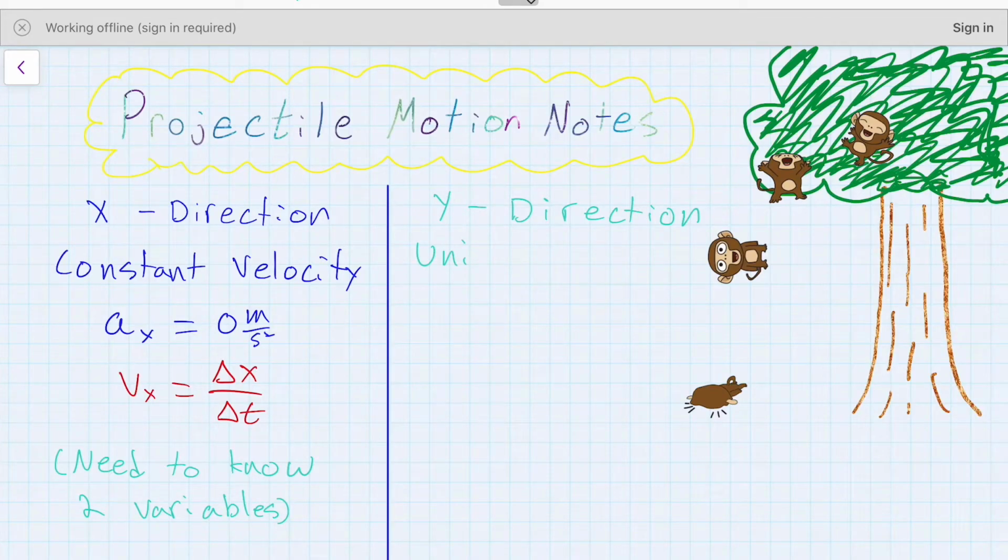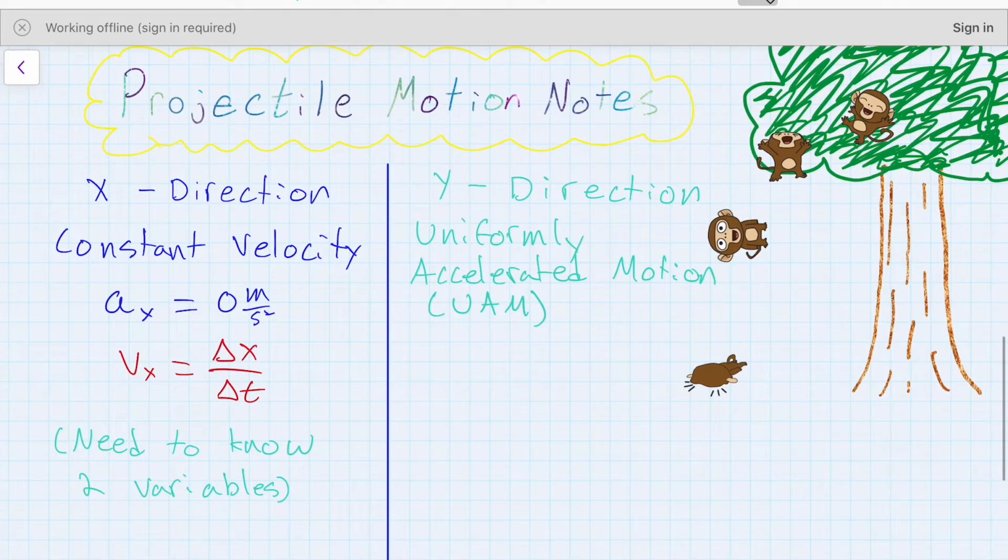Uniformly accelerated motion. And we call this UAM. All right, so for uniformly accelerated motion, we have to use the equations that we have already been exposed to. So I'm going to write them down right here again. If you have these down, I guess you don't need to write them, but it'd probably be good to have them all in one place.